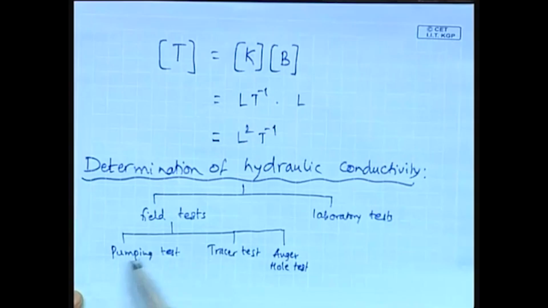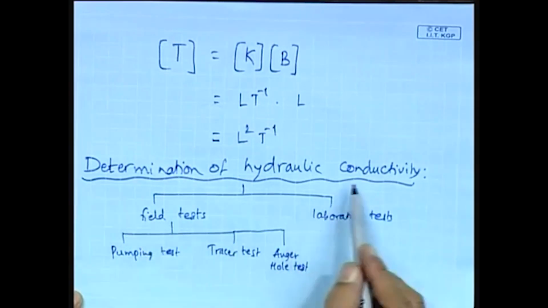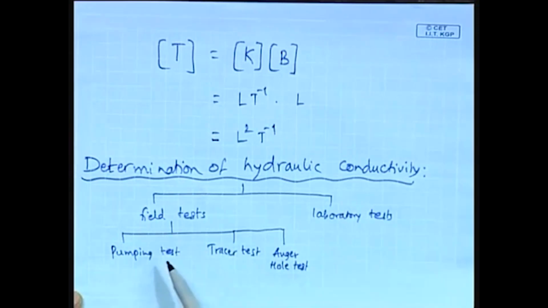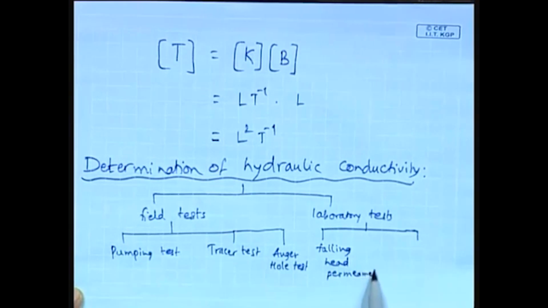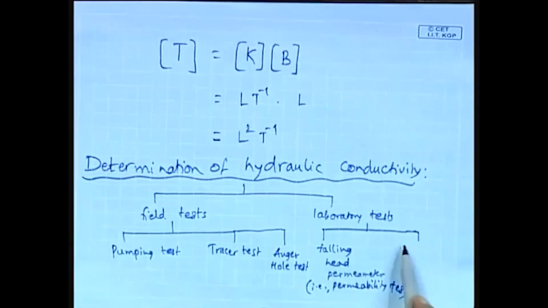So, these form what are known as the field tests, in which the hydraulic conductivity or permeability K is determined in the field, and in the laboratory it can also be determined by what is known as the falling head permeameter or falling head permeability test, and the other one is the constant head permeability test or permeameter.